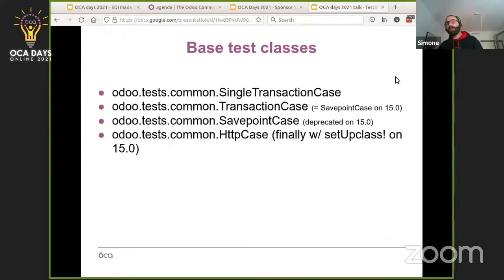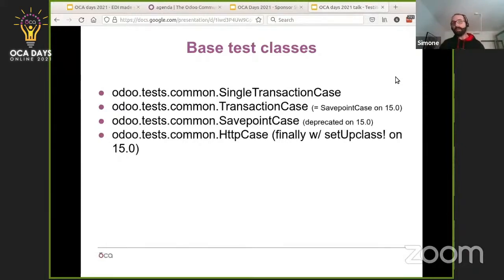Then we have TransactionCase, which, and this is one of the news for version 15, is going to replace SavepointCase, which has been deprecated in version 15. Now, a quick note about this: I hate this change, especially because we moved a lot of tests in the OCA to SavepointCase. This is actually included in the migration guidelines to upgrade to version 15, so we will have to change this. And to me, it makes no sense to have something called TransactionCase if actually it's a SavepointCase. Rant closed.